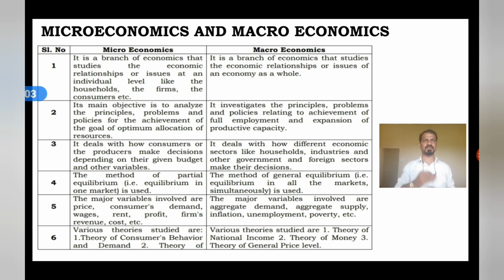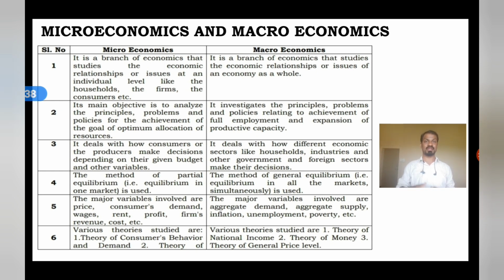The variables which come in microeconomics are the price of a good, a consumer's demand, a producer's demand, a labor's wage, rent, profit, a firm's revenue, or a firm's cost. That's what we find here. In macroeconomics, the major variables involved are aggregate demand, aggregate supply, inflation, unemployment, poverty, national income. So these are the certain concepts which we can find under macroeconomics.